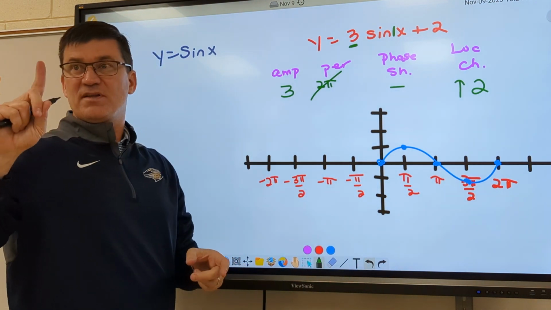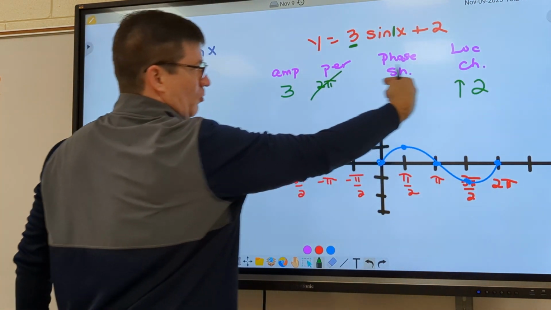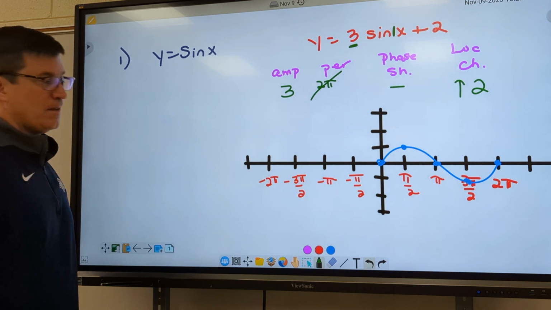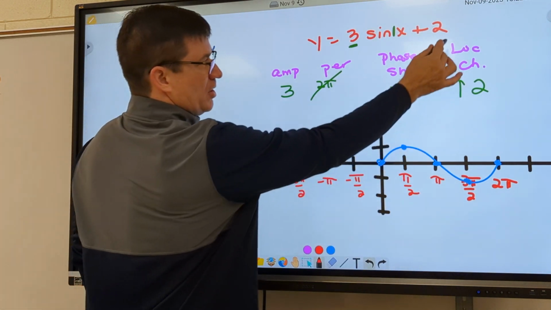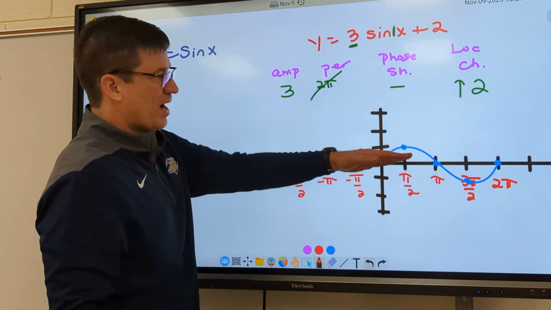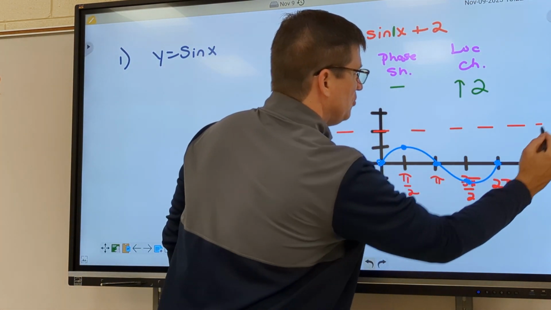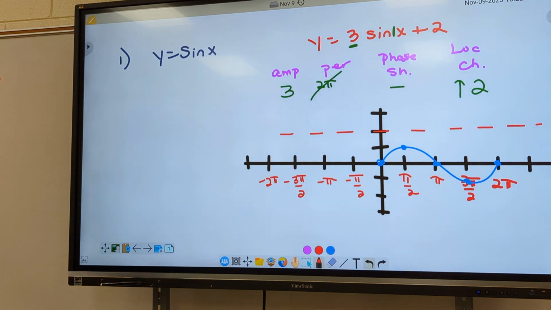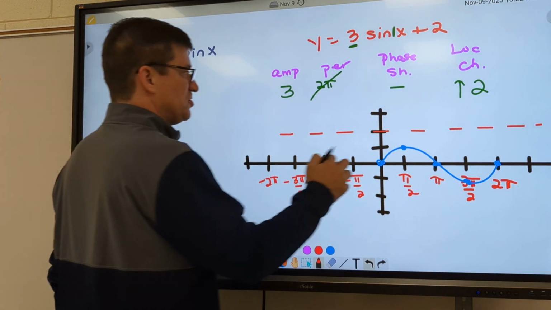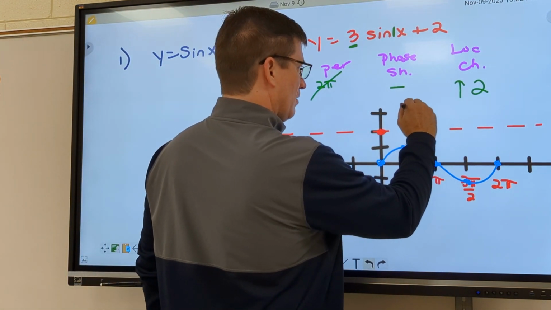Guys, when you have more than one thing that's got to change, start on the back and work your way to the front, okay? So here's how you do it. The location change is up 2. You got to move everything up 2. I want you to start off by drawing a dotted line. You can draw that with your color if you want to. Doesn't matter. Draw a dotted line up 2. Now move every point up 2 spaces. There. There.